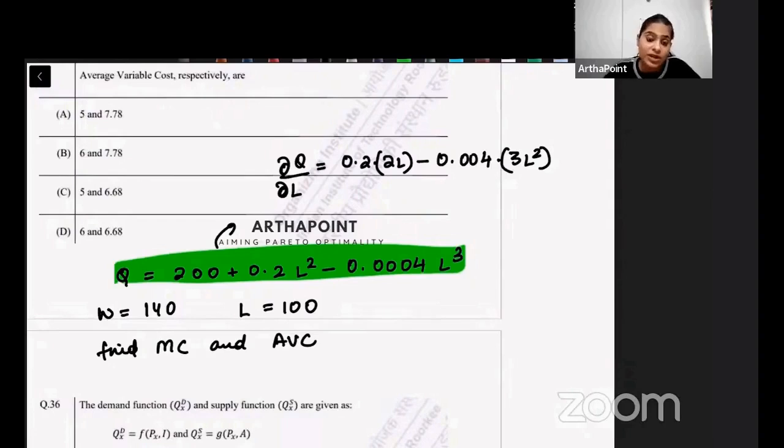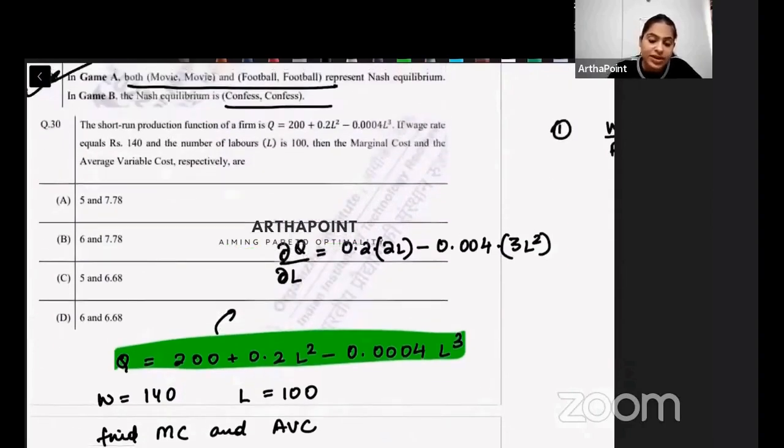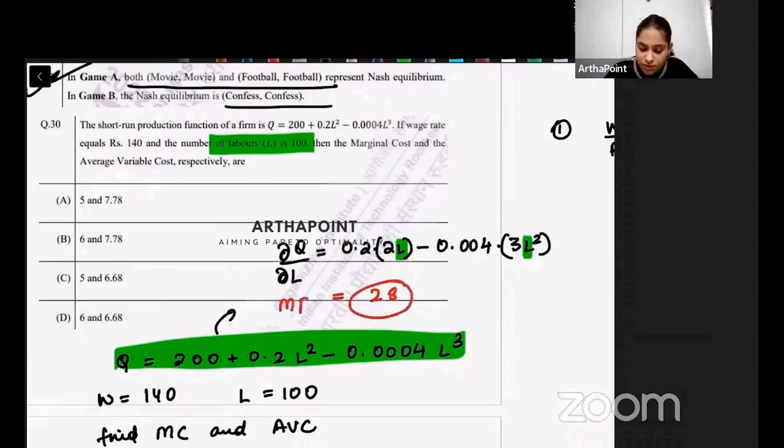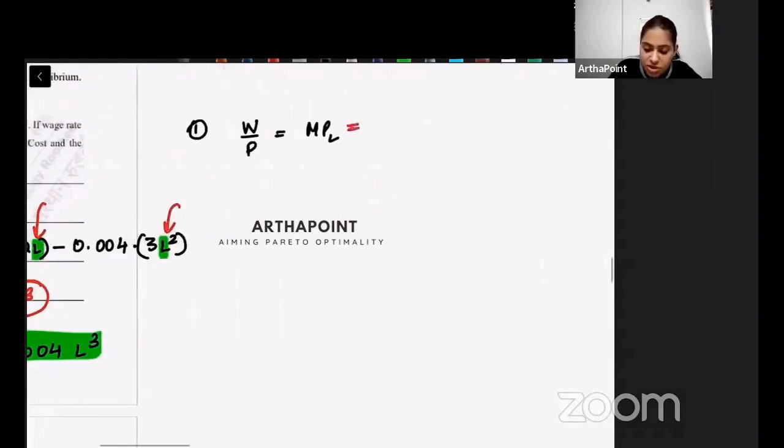And they have given you that L is 100. So if you put 100 here and you put 100 here, then you should be able to get a value. So you will get this marginal product as 28. Just solve this on your own. Okay? Just put 100 here and 100 here. You will get marginal product as 28.